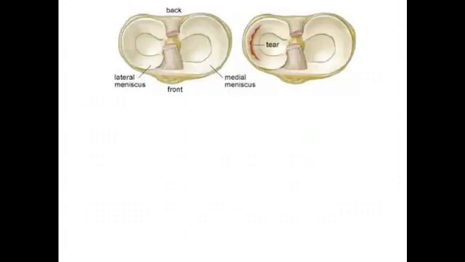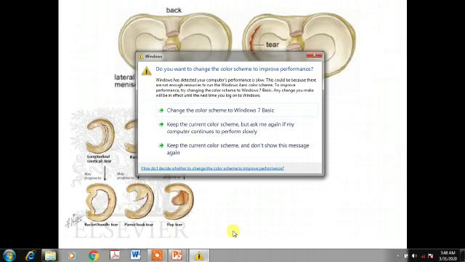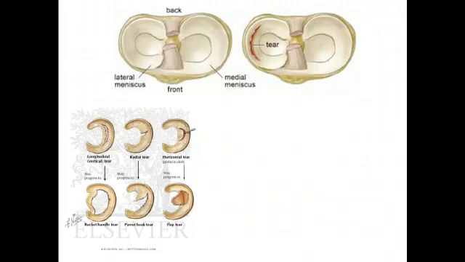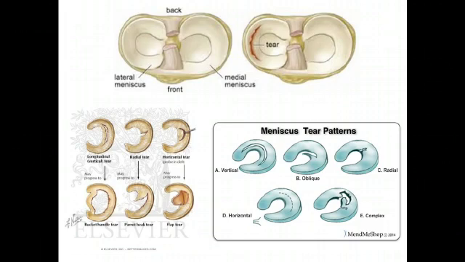This picture shows you what we mean by semilunar, the medial meniscus and the lateral meniscus, and what we mean by a tear, which is anterior horn tear, posterior horn tear, or bucket handle tear. All these pictures show you what has happened. Meniscal tear patterns: this shows all the meniscal tears, vertical, oblique, radial, horizontal, and complex.